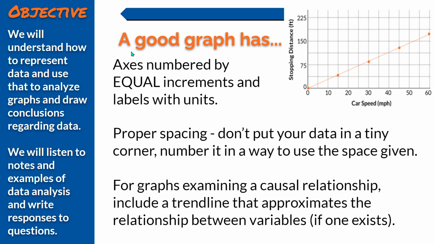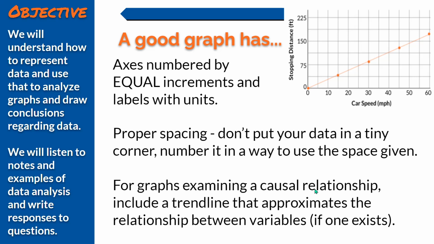A good graph is always going to have axes numbered by equal increments and labeled with numbers. You'll notice on my graph, I have numbered my x-axis by 10s: 10, 20, 30, 40, 50, 60. And on my y-axis, I numbered by 75. It doesn't have to be numbered by the same thing. It needs to be numbered appropriately for whatever you are graphing. But it does need to be equal increments. And you should space them out so that you use most of the graph paper, whatever you're graphing on. You don't want to make a tiny graph in the corner. You want to spread out, like skip lines, whatever you need to do, but spread out your data so that it's easier to see the trend.